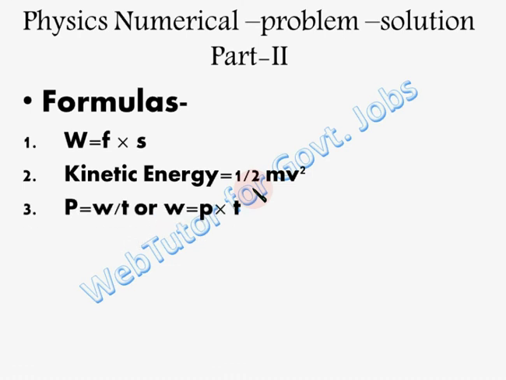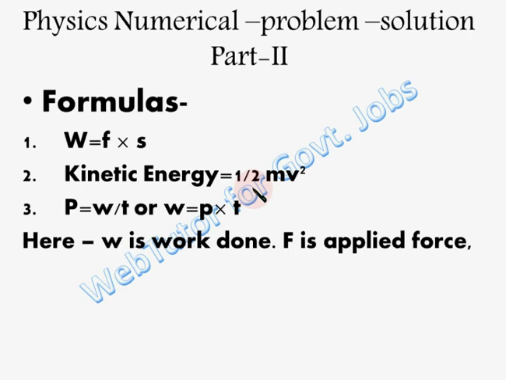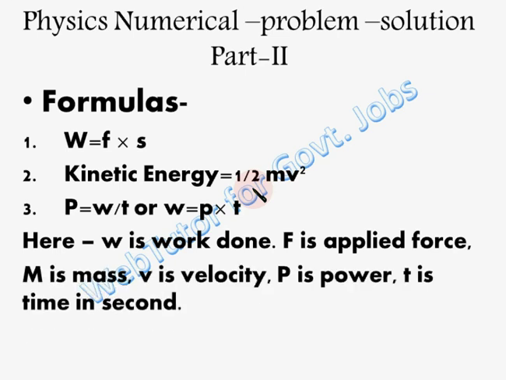Then P is equal to W by T. Here P is power, W is obviously work done, which is divided by T, time in second unit. Remember one thing, time is used here in second unit. From this equation you can easily derive the value of W. W is equal to simply P multiplied by T, where W is work done, P is power and T is time, again in second unit. A quick wrap up. W is work done, F is applied force, M is mass, V is velocity here, P is power and T is time in second.